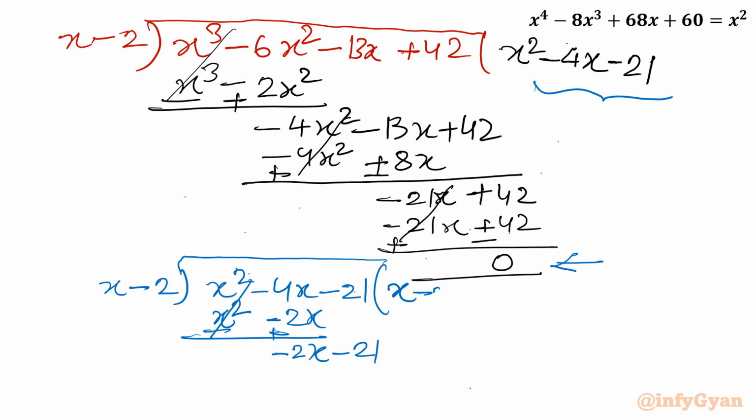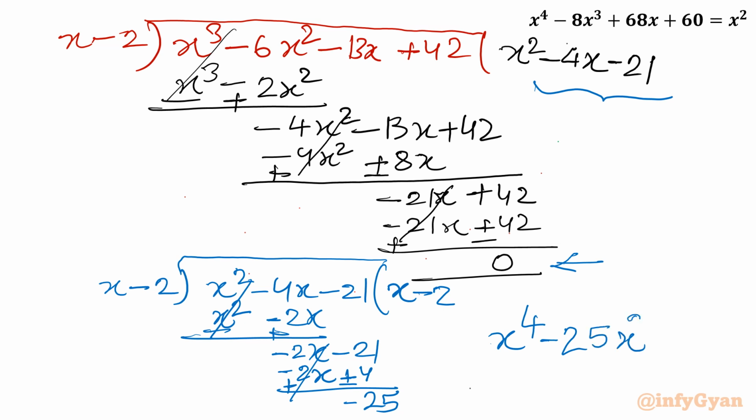Again I will consider minus 2 times, so it will become minus 2x plus 4, change of sign, plus minus, now it is minus 25. Now you can see once you divide one more time, you will get 1. X minus 2 divided by x minus 2, that would be 1. So let me write our final equation, which we can conclude from here. X power 4 minus 25x square plus 144 equal to 0.